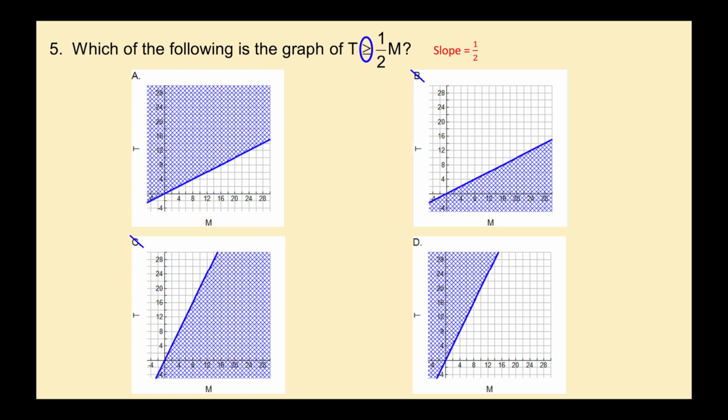So I want to look to see which of these graphs looks like it goes up 1 and over 2 units. This one looks like it goes up 2 to go over 4, which would reduce to 1/2. So that does appear to be the correct slope. Whereas over here, it looks like we are going up 8 units to go over 4. So this slope right here would be 2.